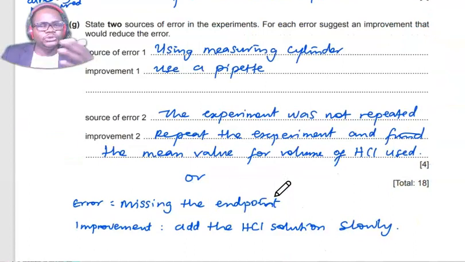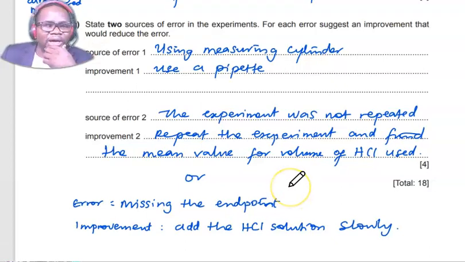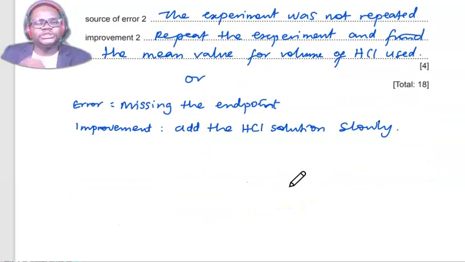Now also there was nowhere that we saw that the experiment was repeated. There was no first titer, second titer, third titer, to look for concordant values. So you need to repeat the experiment and find the mean to be able to determine the volume of acid used in the experiment. Okay, that's pretty simple.